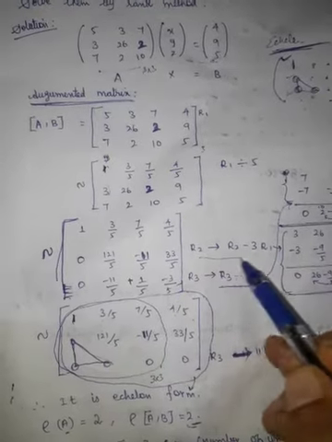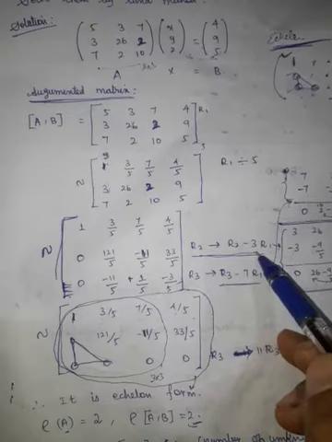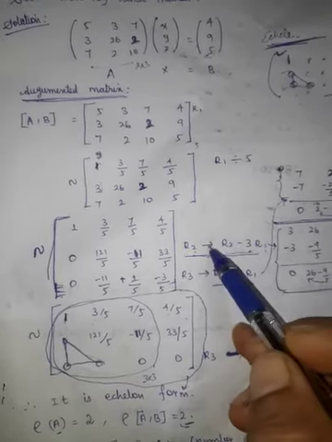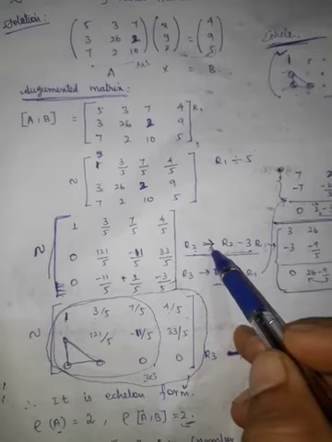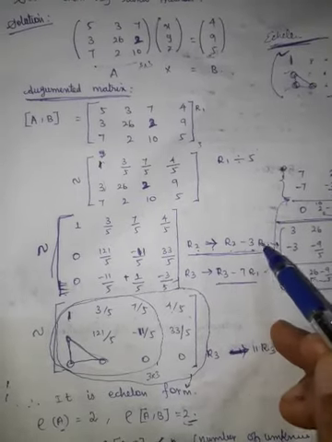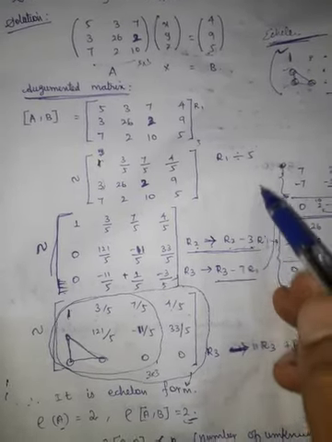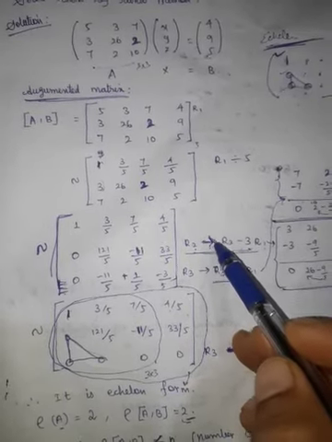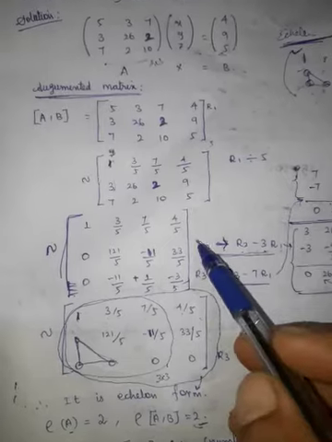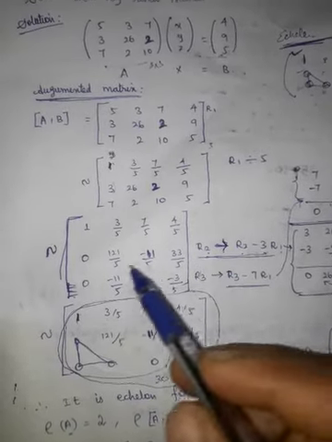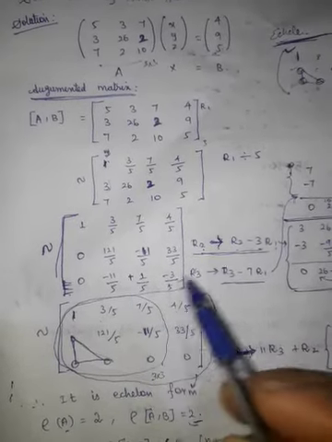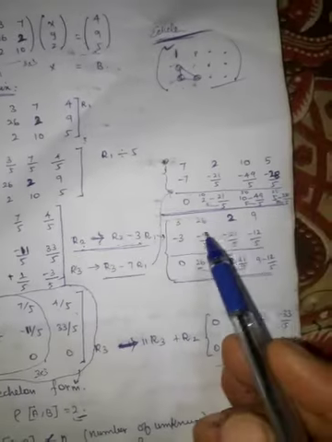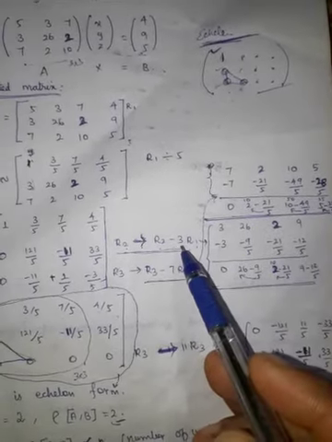See the condition here, I write the condition here: R2 implies R2 minus 3 R1. R2 and R3 on the left denote the previous matrix, and R2 and R3 on the right denote the present matrix. Okay. So R2 values 3, 26, 2, 9, minus 3.